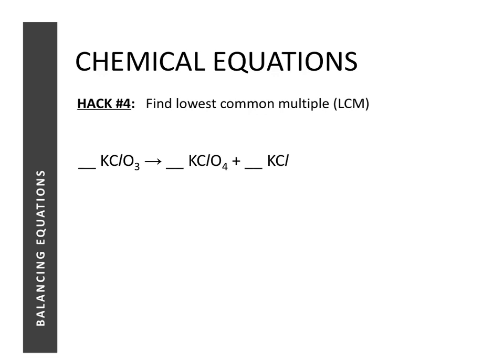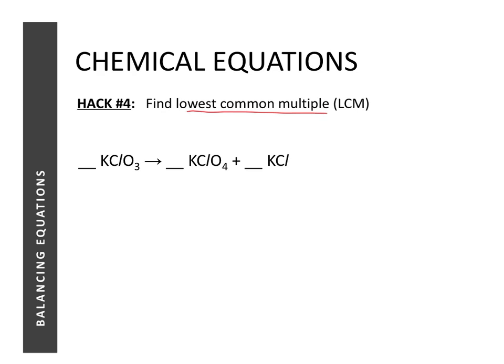Now, should you apply hacks number 1, 2, or 3, and you find that you are still stuck, then in cases like this, you have to apply hack number 4. So hack number 4 should be your last resort. When you are stuck and you don't know how to balance, you have to apply hack number 4. What is hack number 4? Hack number 4 is to find the lowest common multiple.